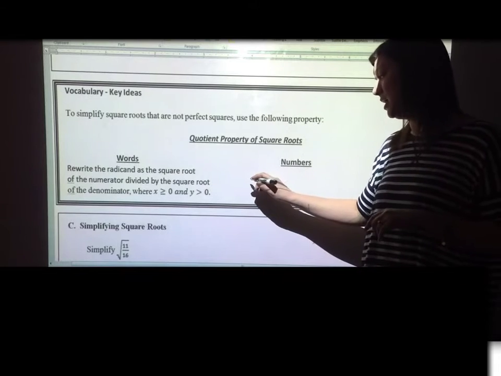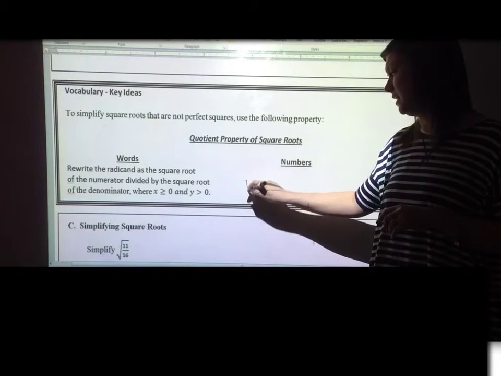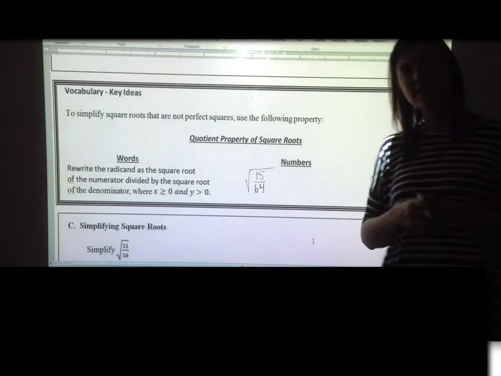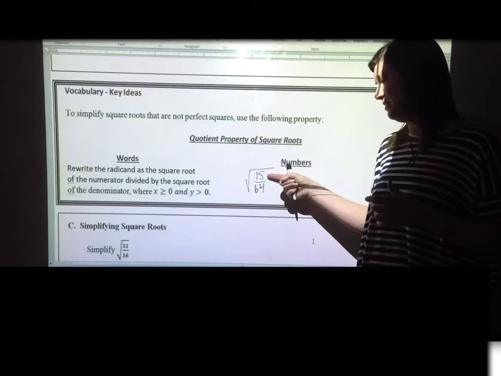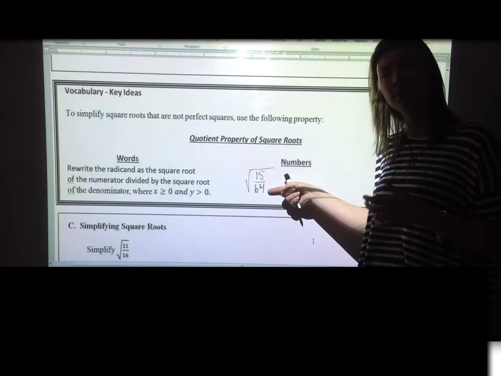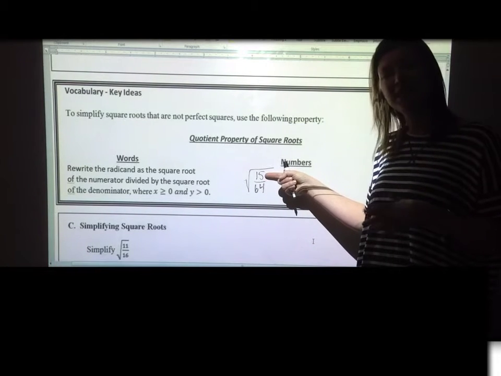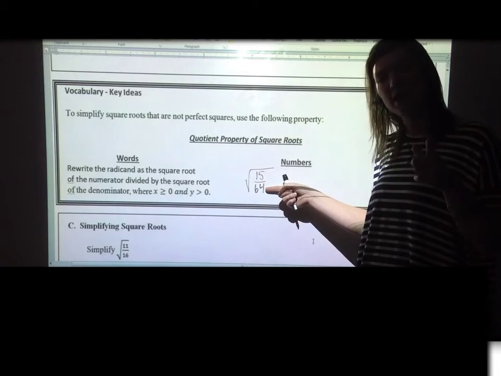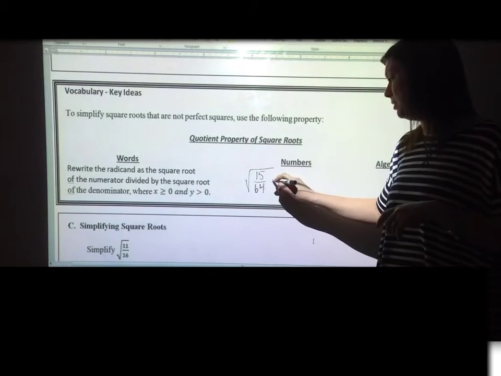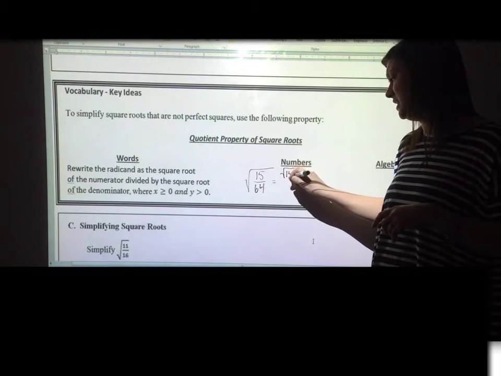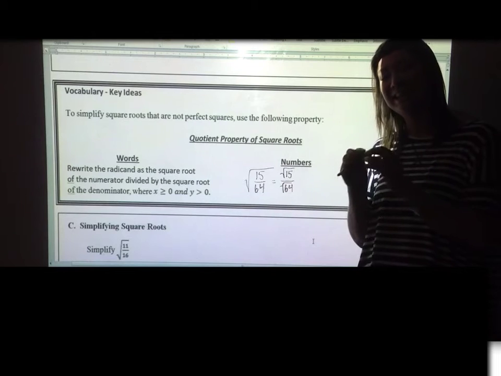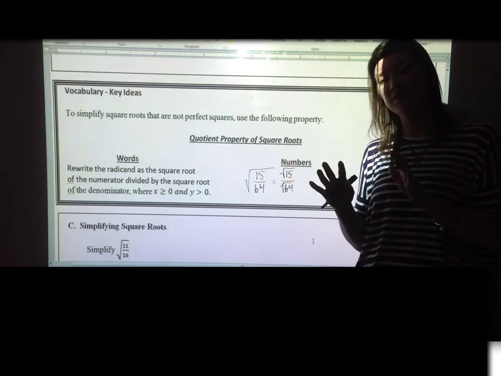So for number's sake, what if we looked at something like the square root of 15/64? In this case, I can't simplify the 15 and the 64. There are no common factors between them, so they're relatively prime. However, 15 is not a perfect square, but 64 is. So what does this quotient property allow me to do? It allows me to break this up into the radical of 15 divided by the radical of 64, just like we did in 6.1, even though that 15 is not a perfect square.